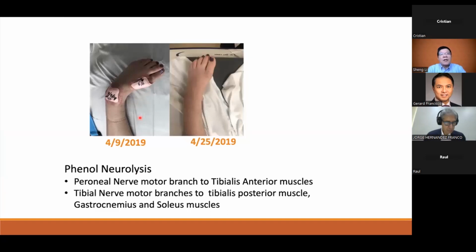Here is another case, a patient with equinovarus abnormality and severe spasticity after TBI. As you can see here, almost 2 weeks after phenol injection to the peroneal nerve motor branch and the tibial nerve motor branch, the abnormal position has been corrected.